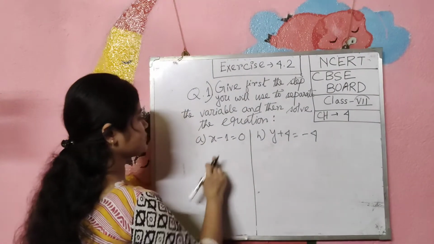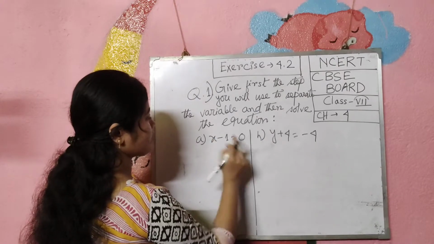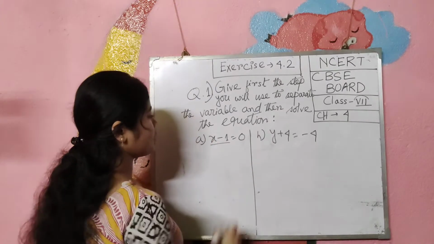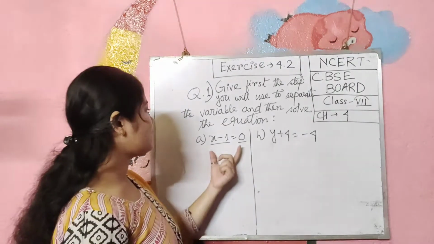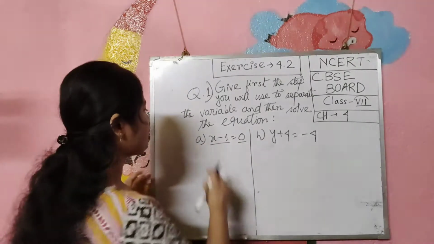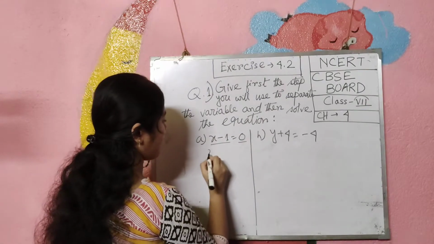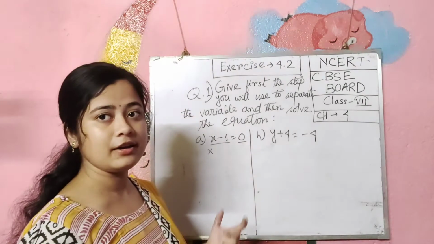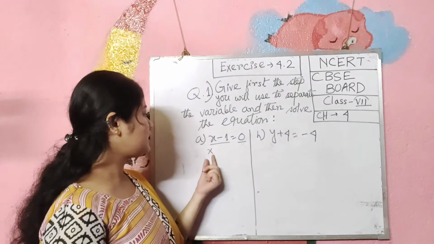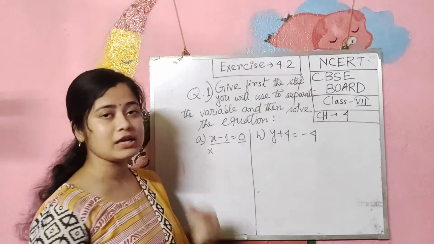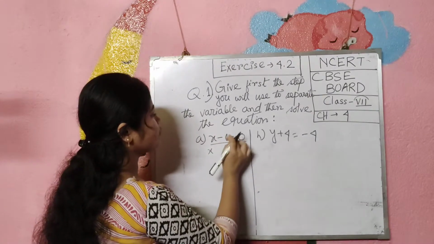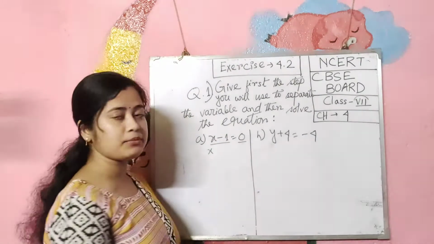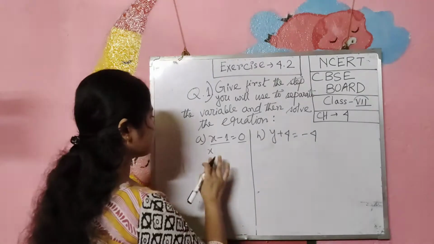See, the equation is x minus 1 equals 0. This is the left part and this is the right part of the equation. For solving the equation we have to find the x value. But here x has a minus 1 with it, so we have to remove the minus 1. How do we remove the minus 1? That is the step.